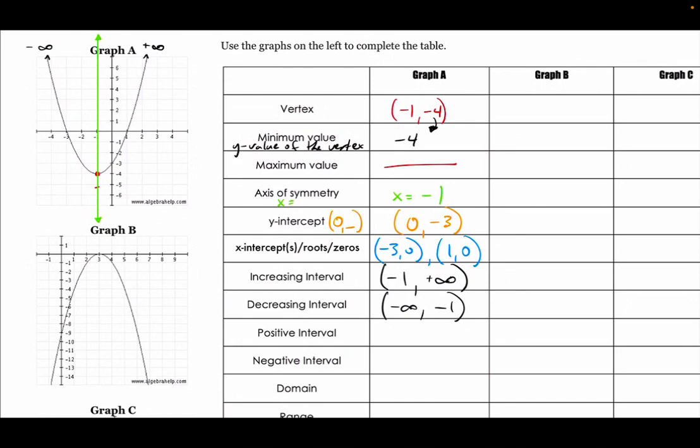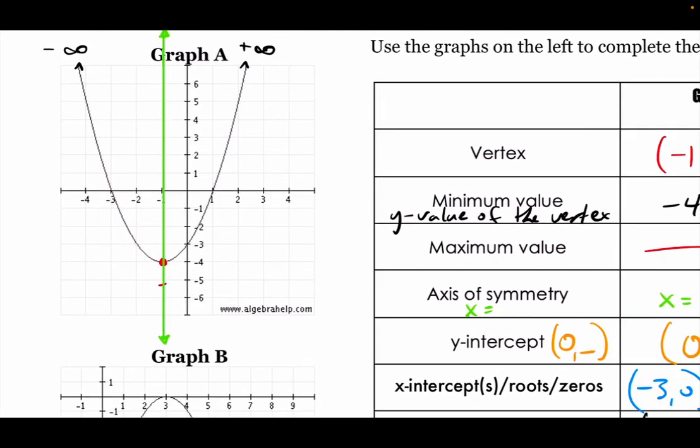Next one is positive and negative interval. Positive is where it is above the x-axis. Negative is where it is below the x-axis. Let me highlight the x-axis and draw it a little darker. I call this the water line, like if you're in a pool or in the ocean or a lake. Start at negative infinity. Am I above or below? Above, right? Keep going. When do I cross?